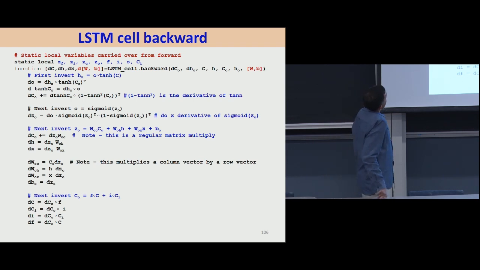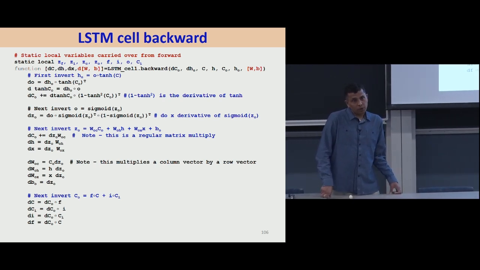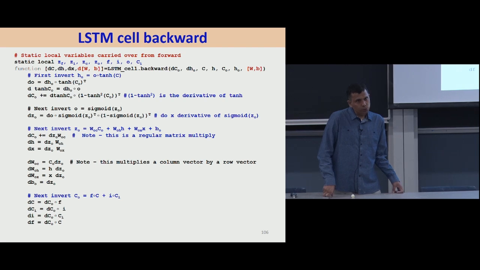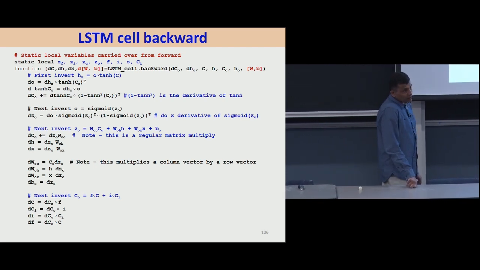Then the previous operation is O is sigmoid of 0, right? So I can simply write the derivative with respect to 0 is the derivative with respect to O times the derivative of the sigmoid. Just one step back, right? Then below that I have the affine combination.